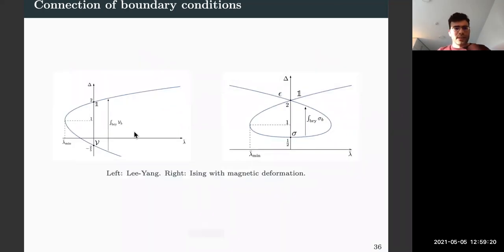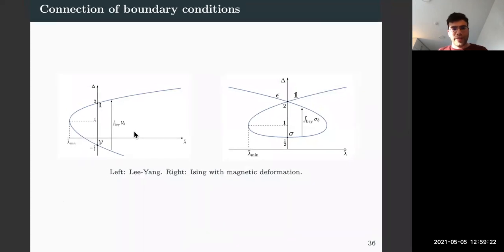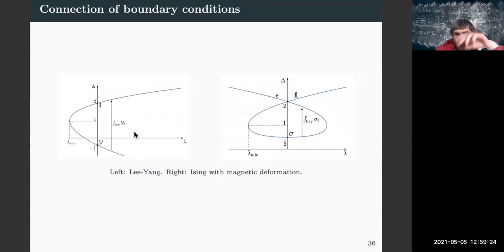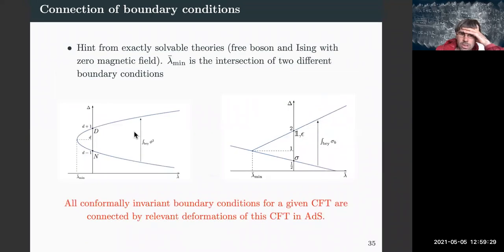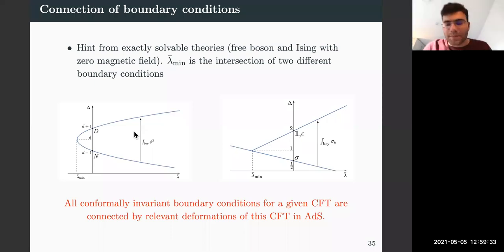And this is also what we expect. What happens when you say they're connected? What is the theory at the intersection? This is a very good question. What we expect is that this is the point where a marginal operator at the boundary appears.